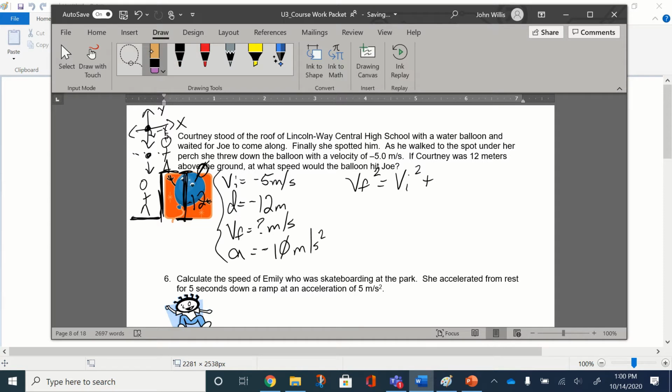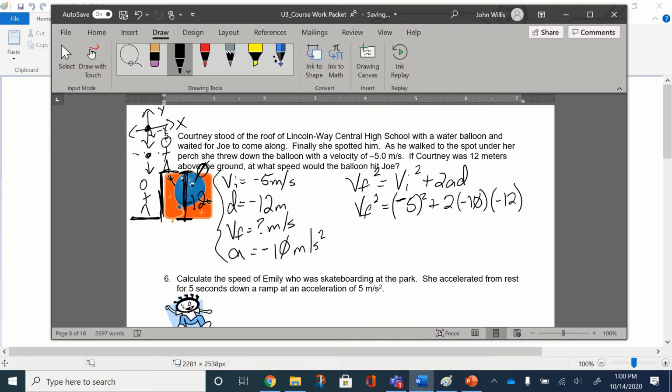Let me erase this because that got a little messy. It should be 2AD here. Okay. Now we're going to plug everything in where it should be. Final velocity is what we're solving for. It's still going to be squared. Our initial velocity is a negative 5. This is getting squared, so we have to be careful with that. We have 2 multiplied by negative 10 multiplied by negative 12.